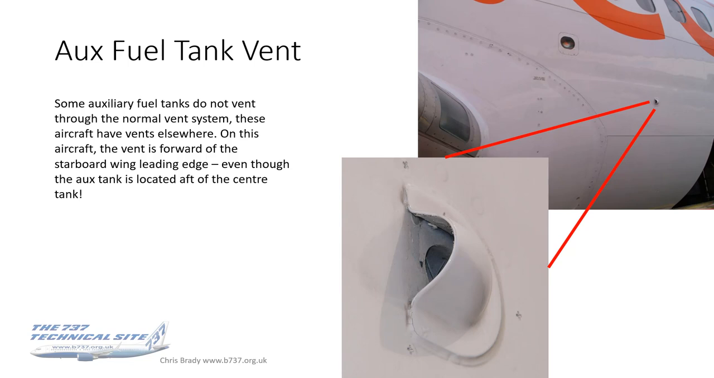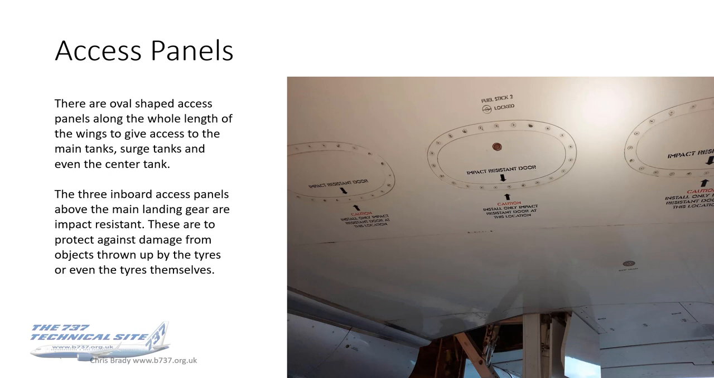If you look very closely in that close loop, you can just see a little cross or crosswise in there. That's not a flame arrestor. That's just to keep birds from nesting in there or whatever might be in. All right. So the other access panels that don't have the pressure relief valve just look like that. They're sort of oval shaped panels along the whole length of the wings. Quite a lot of them have got fuel measuring sticks in, which I'll mention later on.